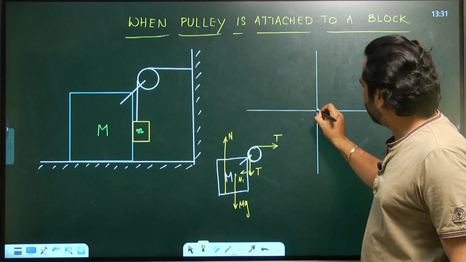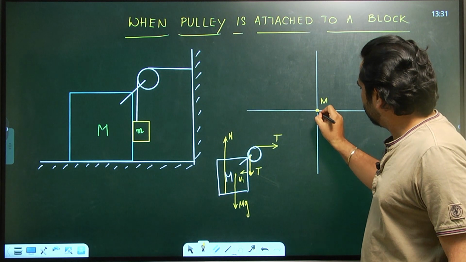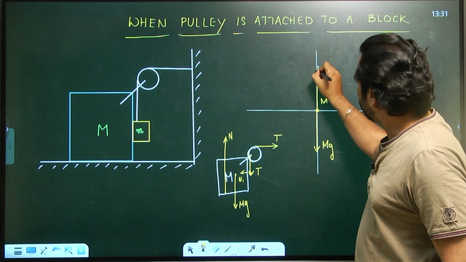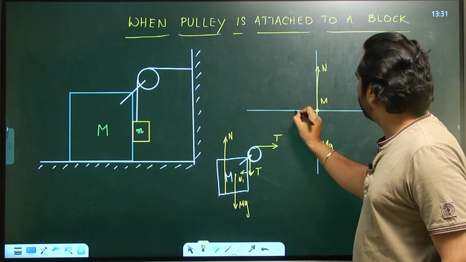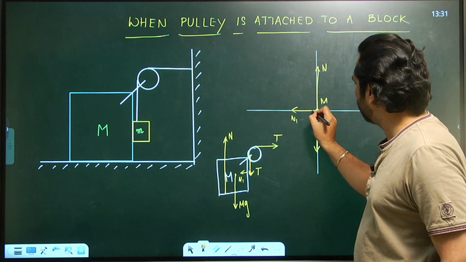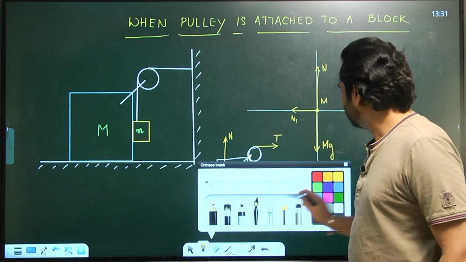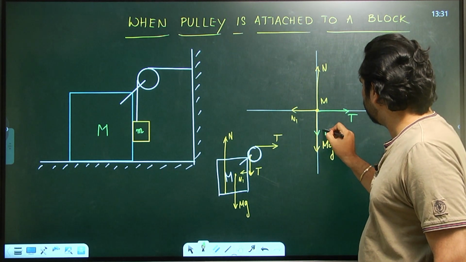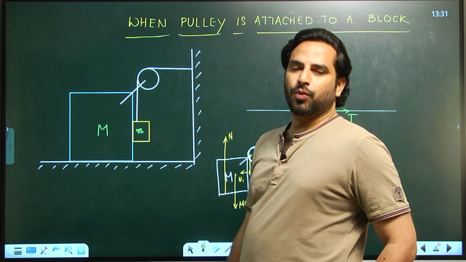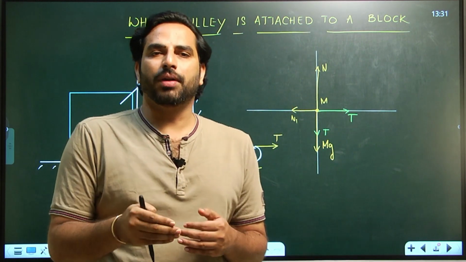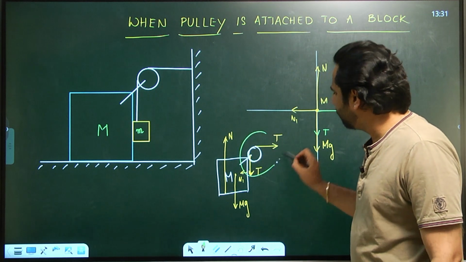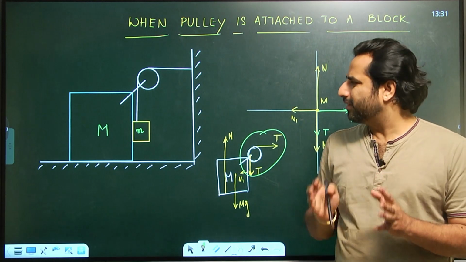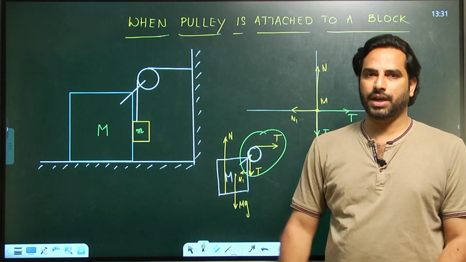Now when you draw the free body diagram of this mass, representing all the forces acting on the mass, there is weight mg down, normal force upwards, another normal force towards the left by the smaller block, and two tensions, tension T towards the right and tension T downwards. So whenever the pulley is attached to the block, all the forces acting on the pulley are in turn acting on the block. This is the idea, this is the concept. If you know this, you can deal with any problem of this kind.